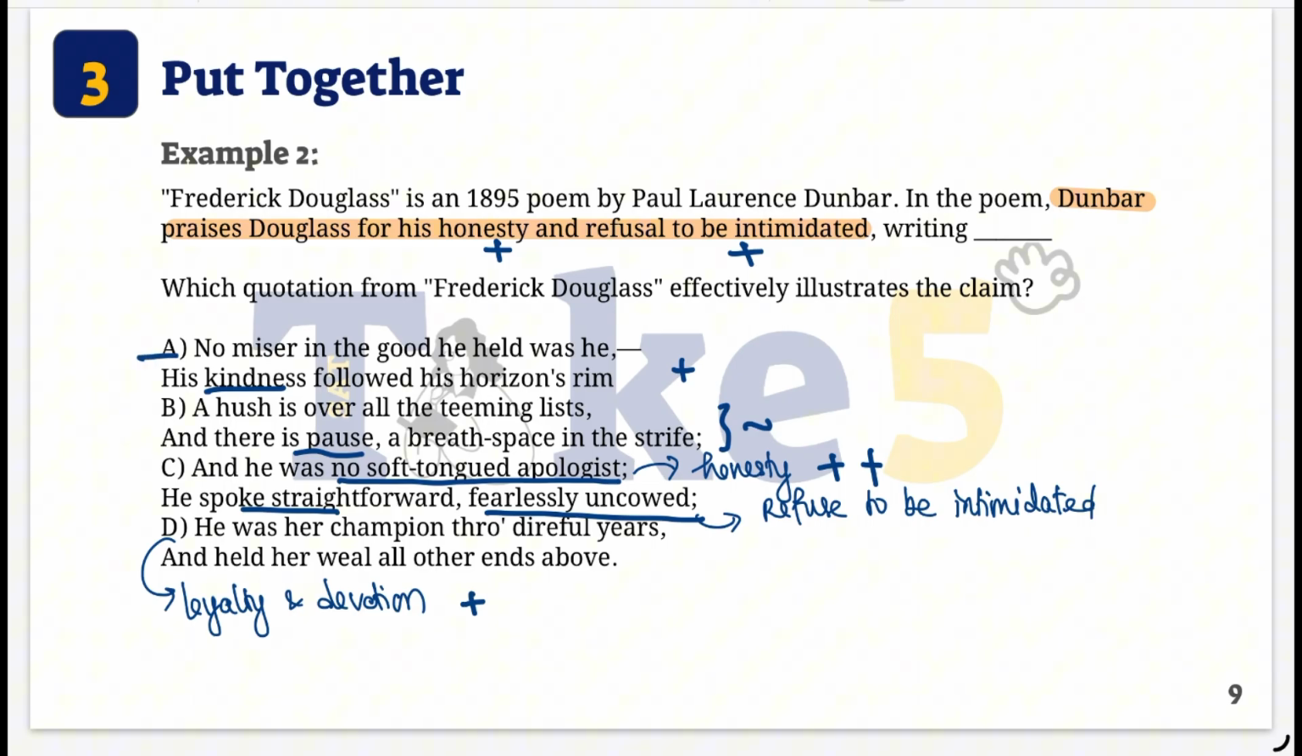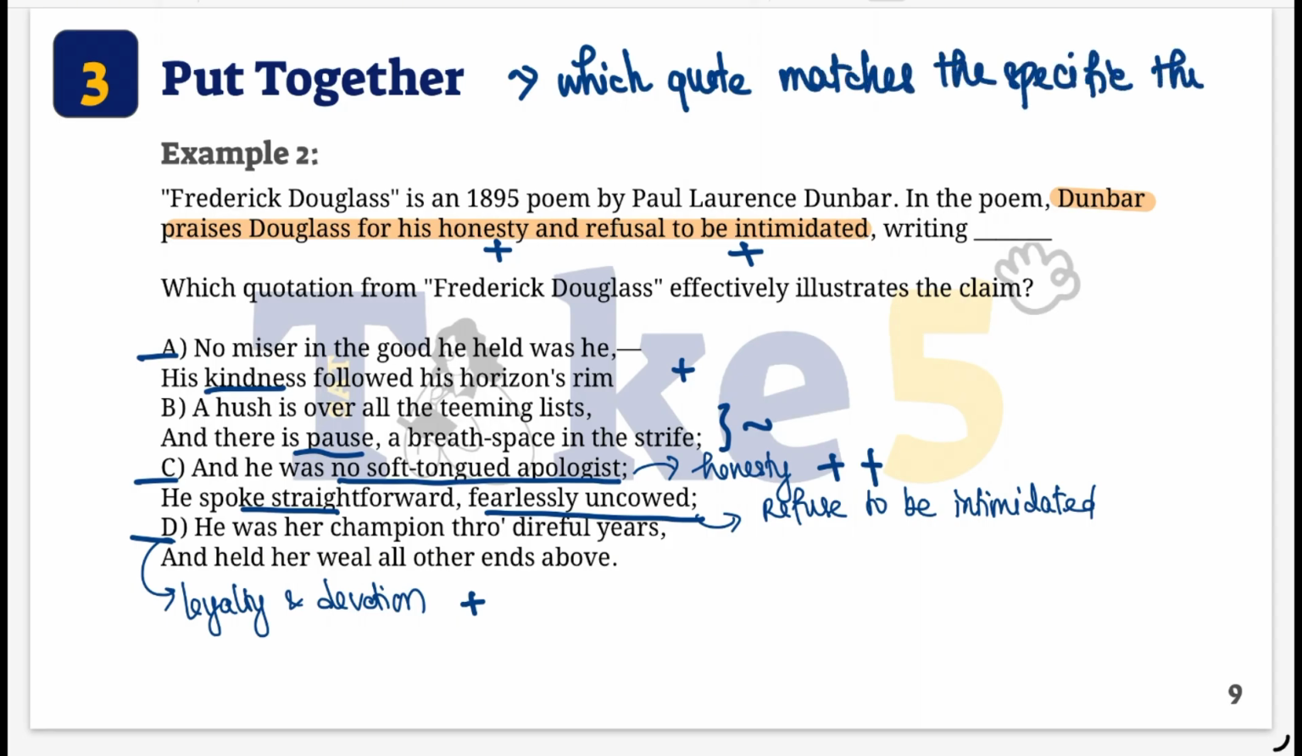So in some questions, multiple answers point in the same general direction. A, C, and D here are all positive. So this is a more advanced question type where the general feeling alone is not enough to find the answer. When this happens, go one level deeper and ask which quote matches the specific qualities named in the claim, not just a general tone. The correct answer is always the one that is the closest and most complete match. Here, C names honesty and refusal to be intimidated explicitly, while A and D name different virtues entirely.